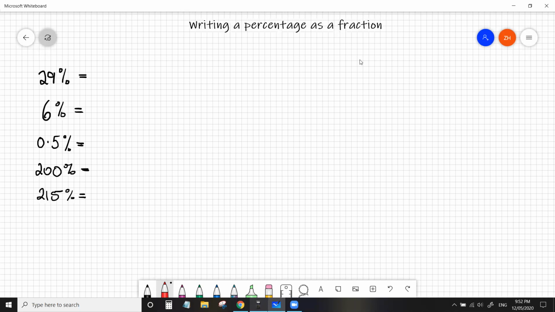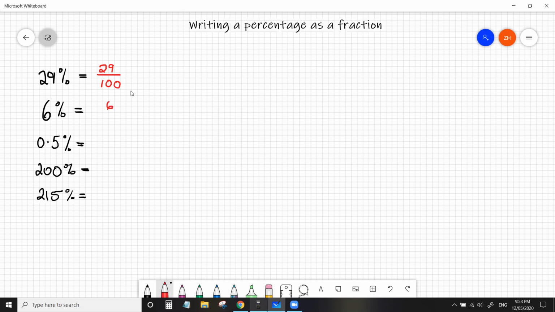This video is going to look at how to write a percentage as a fraction. So this is actually really easy because, as we know, percentages are just parts of 100. So to write a percentage as a fraction, all we need to do is write it as a fraction with the denominator of 100. So 29% can be written as a fraction of 100 as 29 over 100.